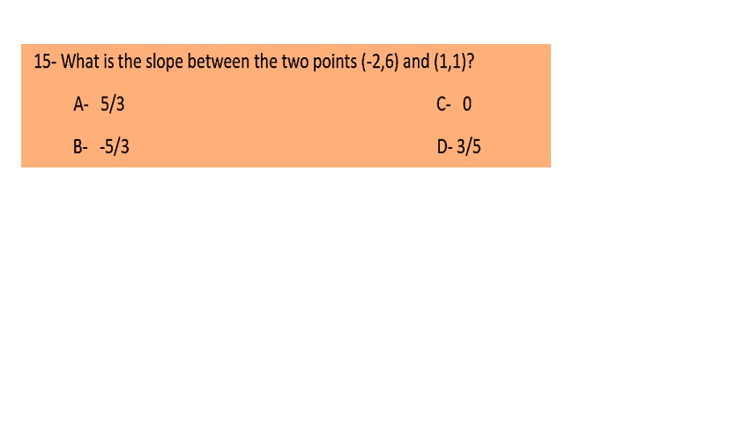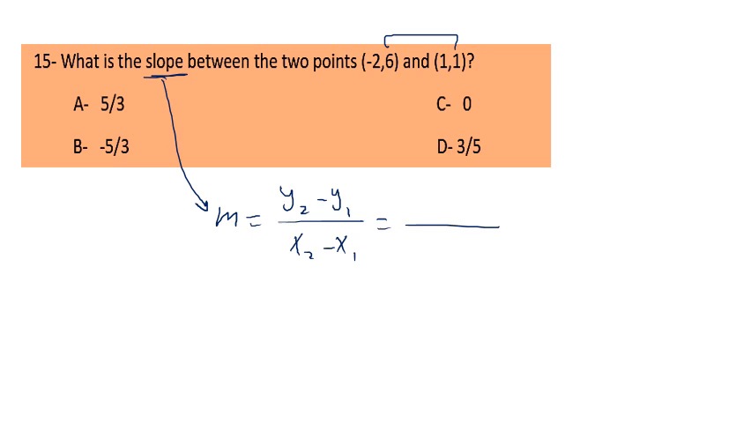What is the slope between 2 points? The slope is the difference in y, y2 minus y1, over x2 minus x1. So it's 1 minus 6 divided by 1 minus negative 2. So it's negative 5 divided by 3. So the right answer is B.